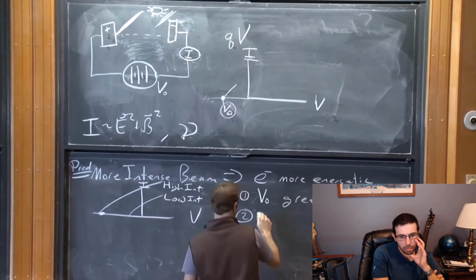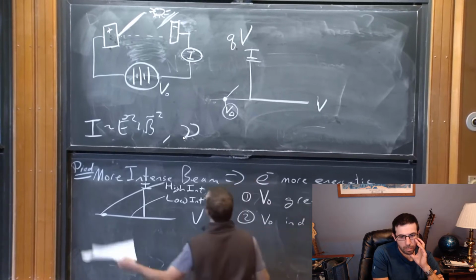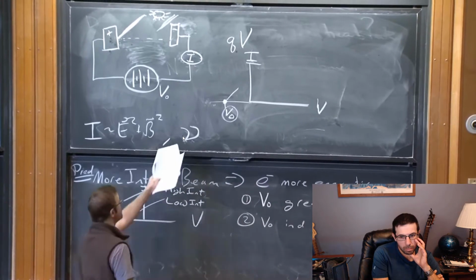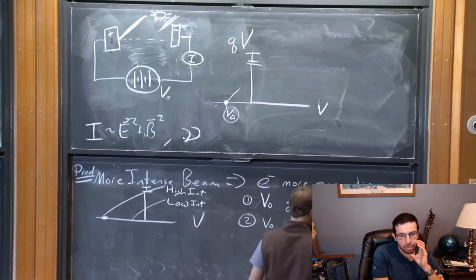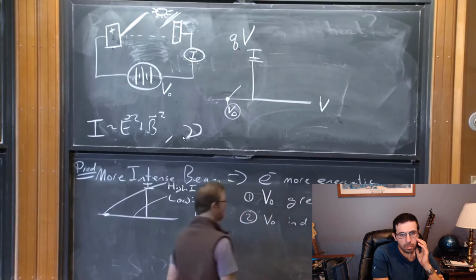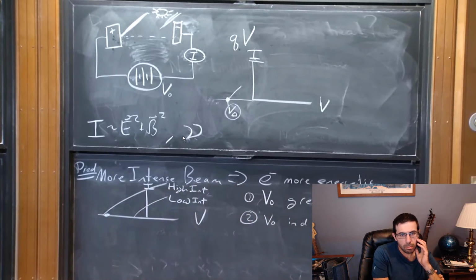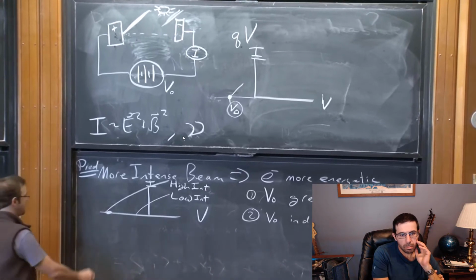intensity. And the second prediction is that V naught should be independent of frequency, because the energy density in an electromagnetic wave is independent of the frequency. It just depends on the amplitude. And I will use nu to denote the frequency. Okay? So those are the predictions that come from 802 and 803.